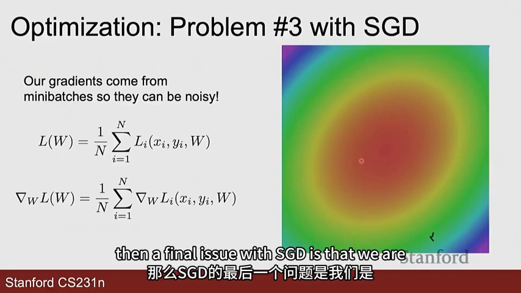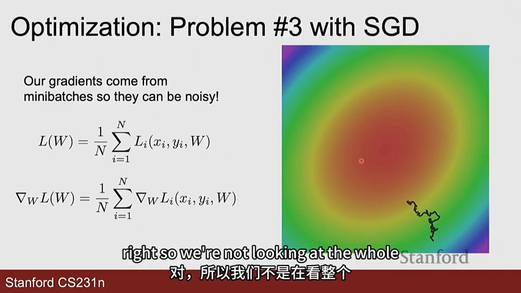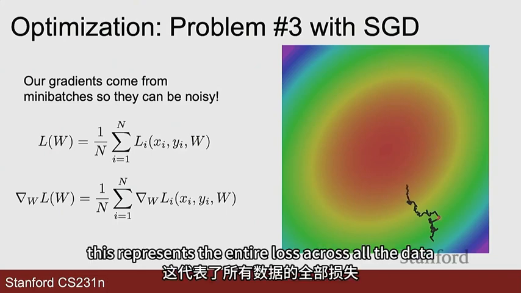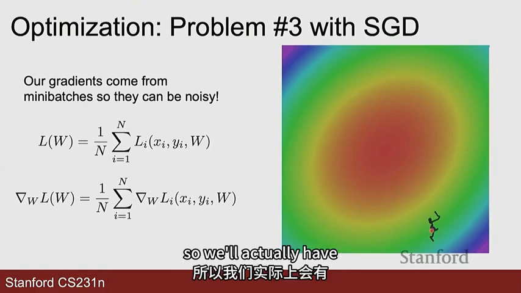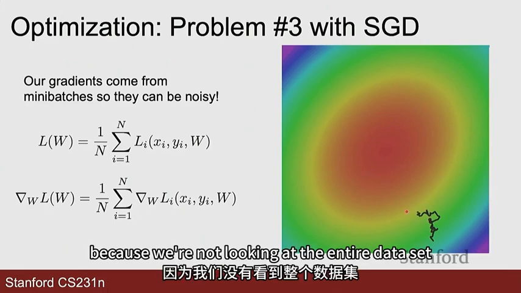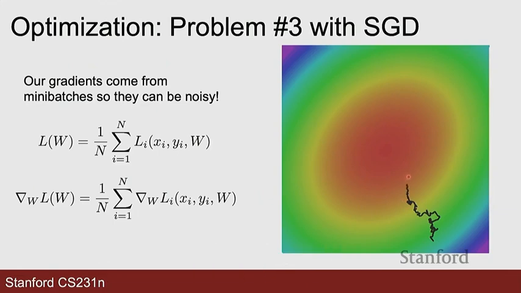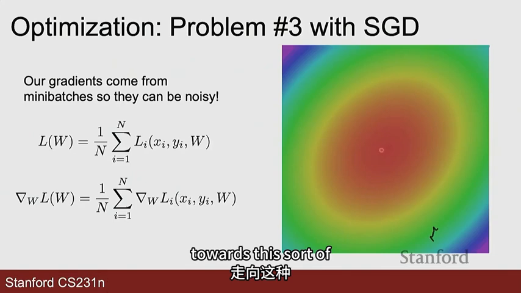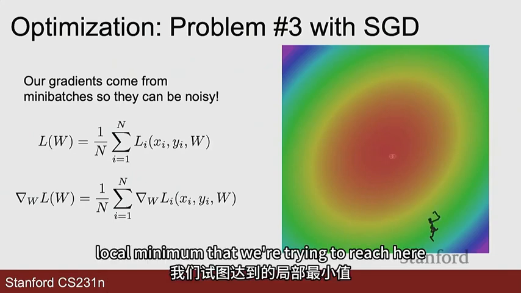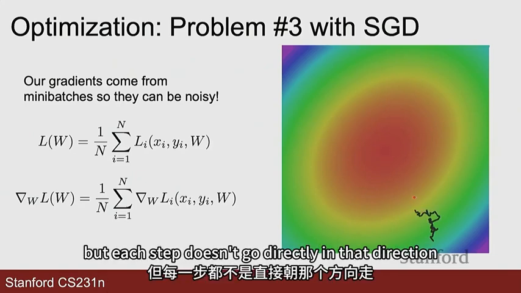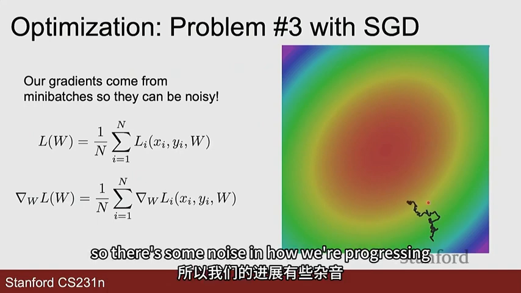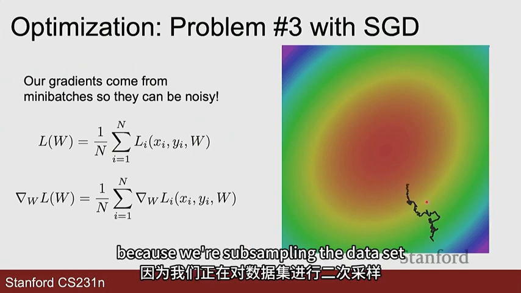And then a final issue with SGD is that we are sampling a subset of our data each time, right? So this represents the entire loss across all the data, but we're looking at just a subset each time. So we'll actually have somewhat noisy update steps because we're not looking at the entire data set. So we'll be stepping towards the center, towards this local minimum that we're trying to reach here, but each step doesn't go directly in that direction. So there's some noise in how we're progressing because we're subsampling the data set.